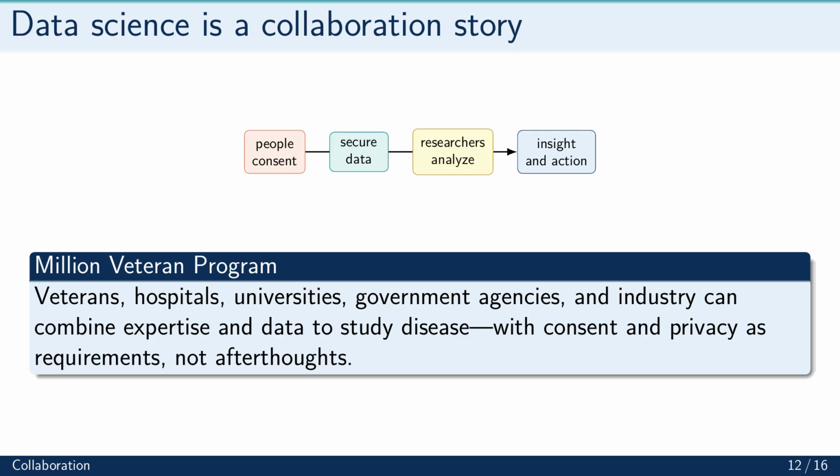Data science shows how collaboration can connect people, institutions, and computing. The Million Veteran Program is an example in which veterans, hospitals, universities, government agencies, and industry contribute different kinds of expertise. Participants provide consent, information is stored securely, and researchers analyze the data to look for patterns that may improve understanding of disease. The important lesson is that data does not produce insight automatically.